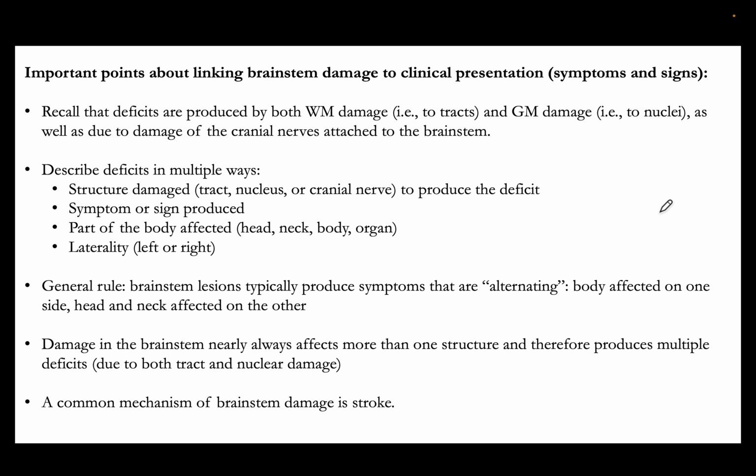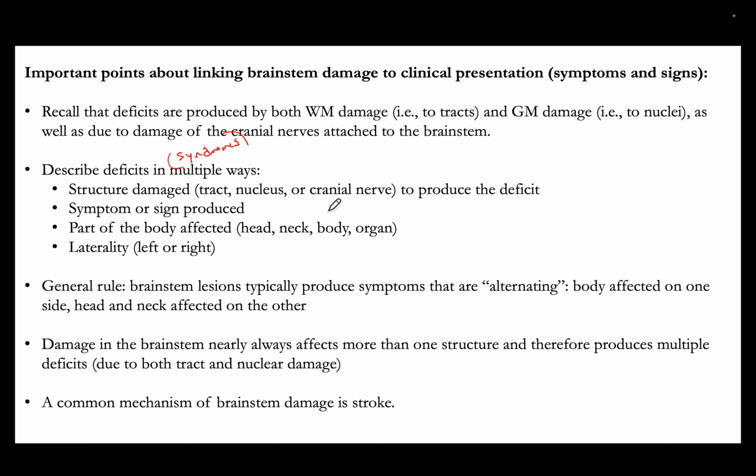First, we know that deficits are produced by both white matter damage, i.e. damage to tracts passing through the brainstem, and gray matter damage to nuclei that reside within the brainstem. And that would be cranial nerve nuclei and other nuclei. You could also have damage to cranial nerves attached to the brainstem. So that's also possible.